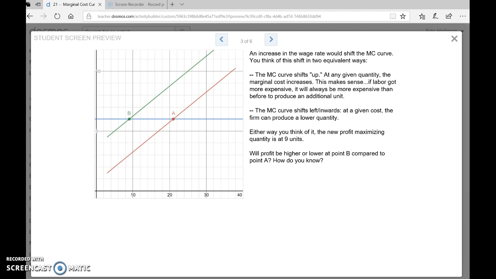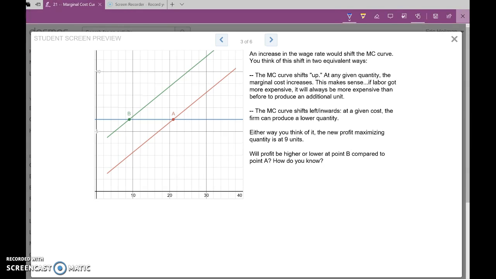When you think about this shift, just graphically, there are two ways to think about it that turn out to be the same. So we can think about it as at a specific quantity, our cost curve shifted up. So now at any given quantity, it is now more expensive to produce that same quantity.